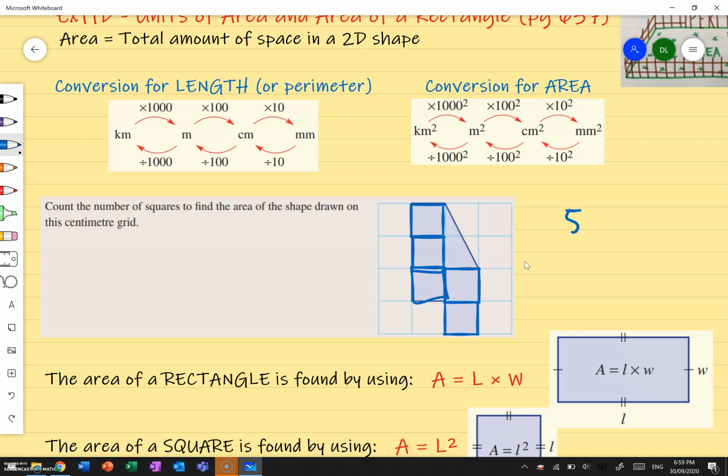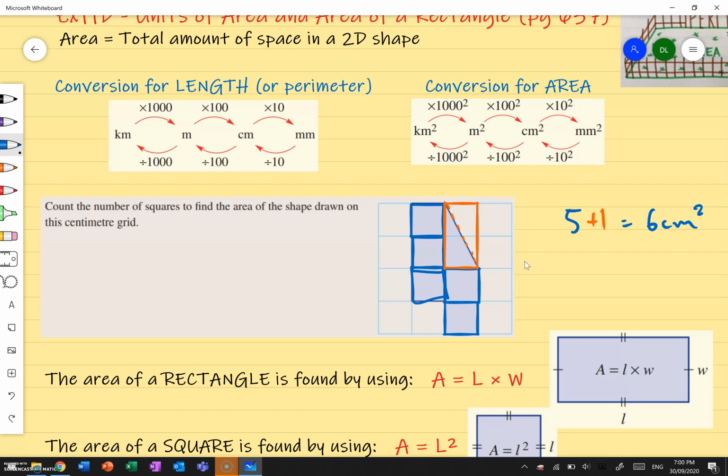Now, I need to know what is the area of this section over here. What I'm going to do is draw a bigger rectangle around here. As you can see, it's cut perfectly across the middle. Normally it would be 2, but in this case, I know that it's 1, which means the answer is 5 plus 1, which gives me an answer of 6 centimeters squared. This one's purely looking at how many squares fit inside the shape.